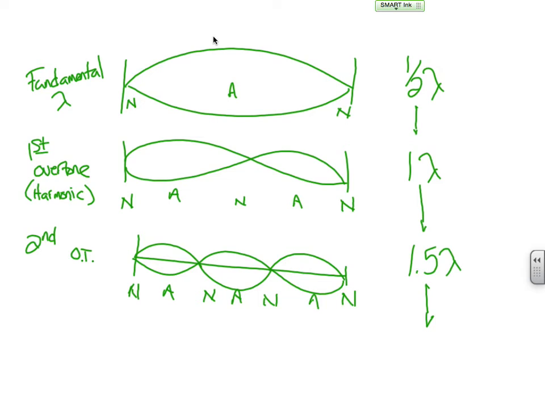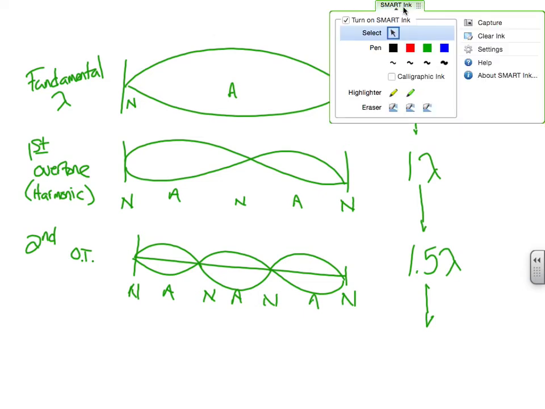Yeah. So that's the way it works with a guitar string. Now, is a guitar the only thing that we can play? No. All stringed instruments are going to work on that same principle, but strings aren't the only type of instrument.